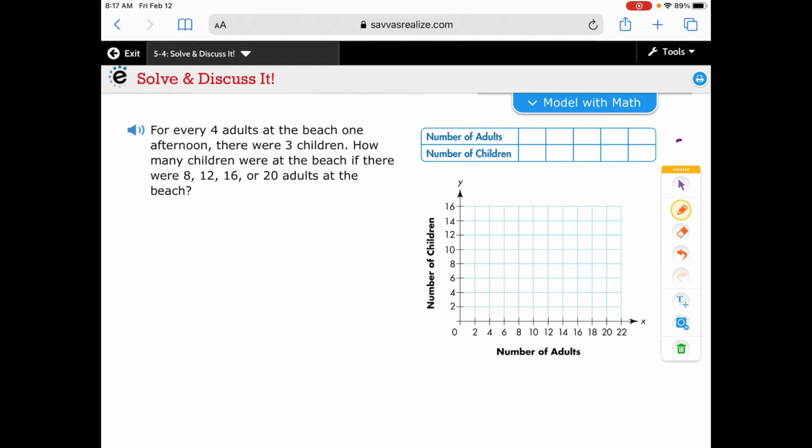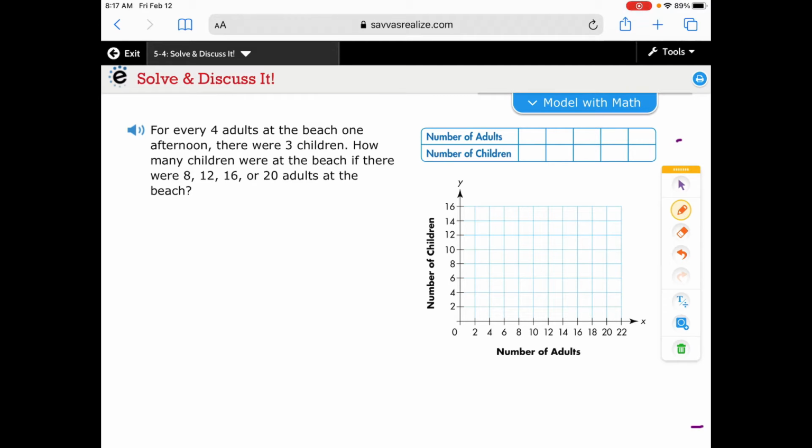Okay, everyone, let's turn to page 285 of our book. It says, for every 4 adults at the beach one afternoon, there were 3 children. How many children were at the beach if there were 8, 12, 16, or 20 adults at the beach? All right, so let's graph our first one.